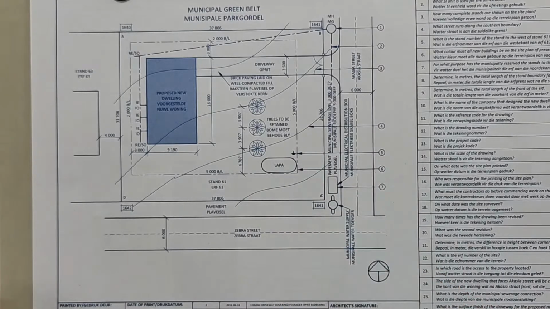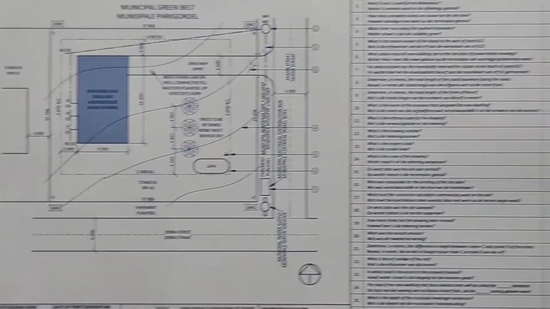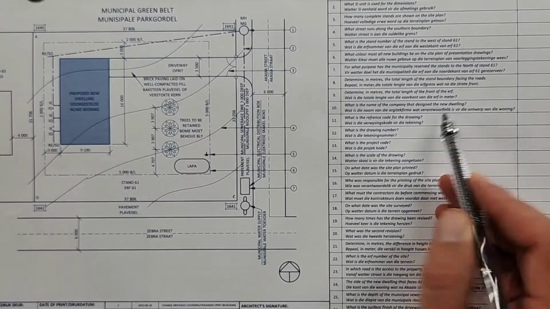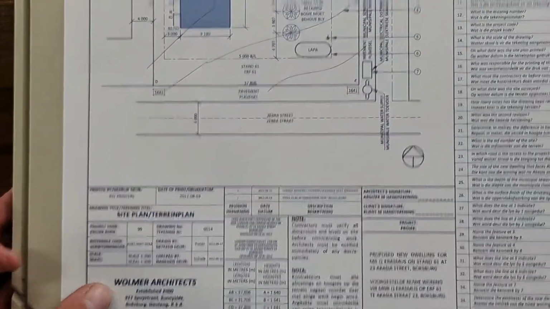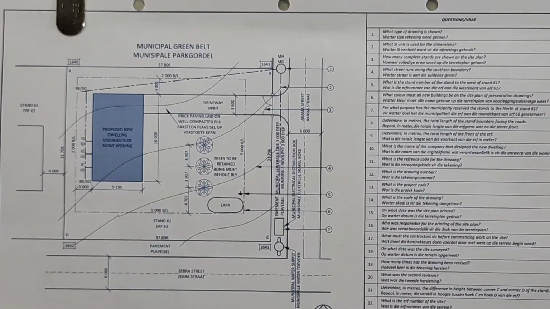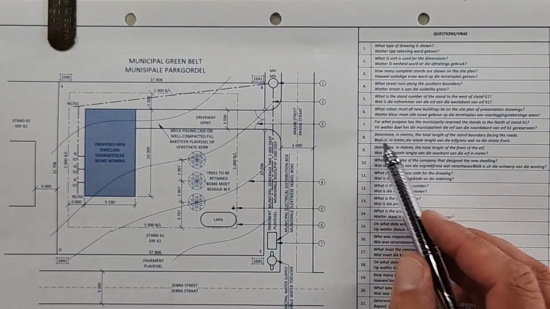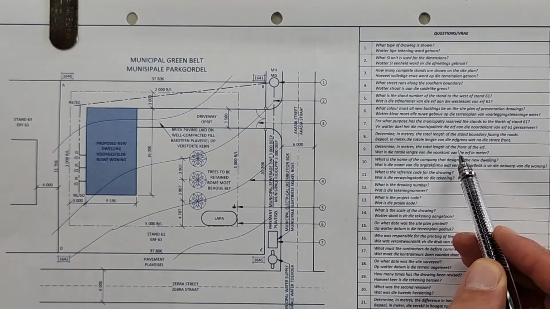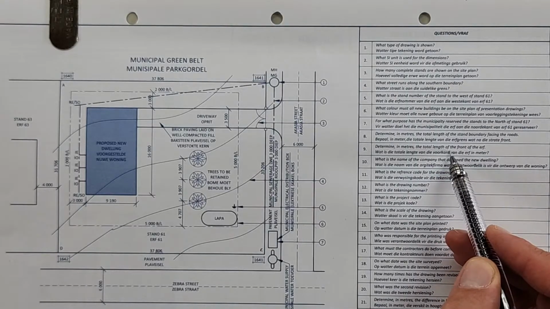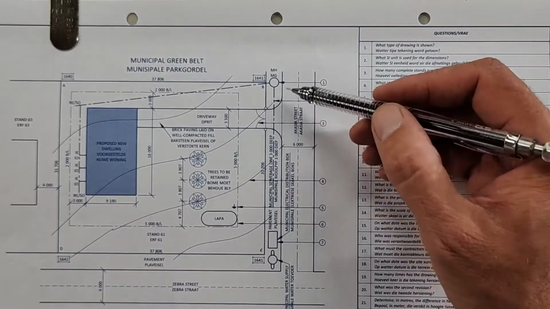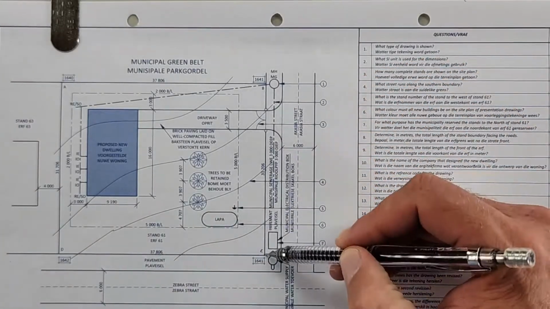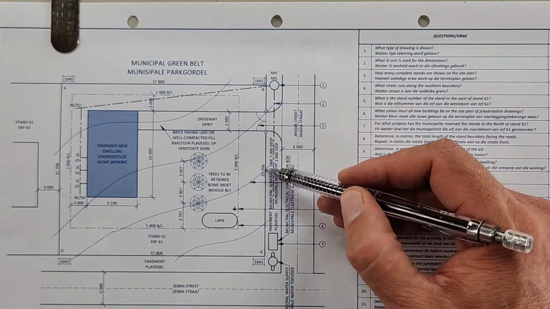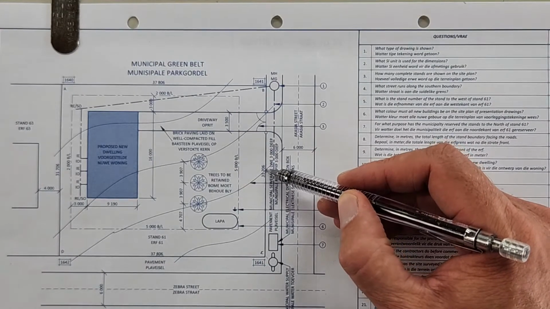Okay, good one. Alright, what is the name of the company that designed the new building? It is Wilmer Architects. You're going to find that here at the bottom. What did I skip? Determine in meters the total length of the front of the erf. Well, it's from this point to this point. It's 31.706, so you don't even need to determine it. It says it there. I just have to convert it to meters.